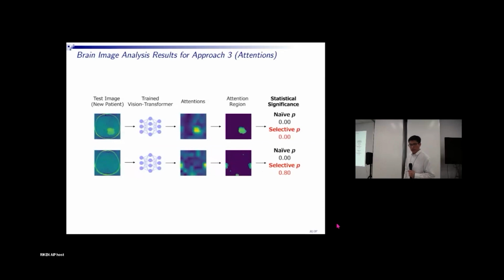The approach is also applied to a vision transformer. Attentions are obtained like this, and the attention regions are defined as follows. And in the negative case, the selective p is still high. This is different from the naive p.